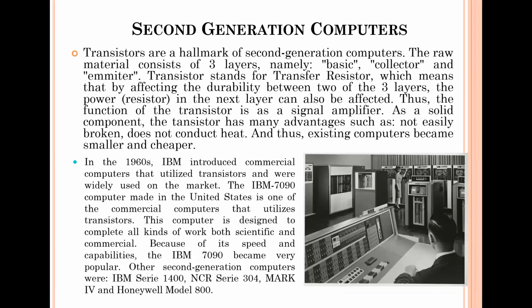Then we can continue with the second generation of the computer here. Yeah, probably it's getting smaller. As we can see from the picture here, the size is smaller, not as huge as the first one. Here for the second generation, it consists of 3 layers. The 3 layers contain the base, collector, and the emitter.